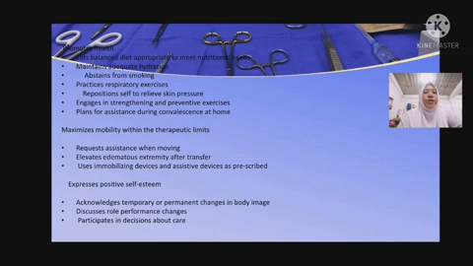Acknowledges the temporary or permanent changes in body image, discusses real performance changes, and participates in decisions about care.